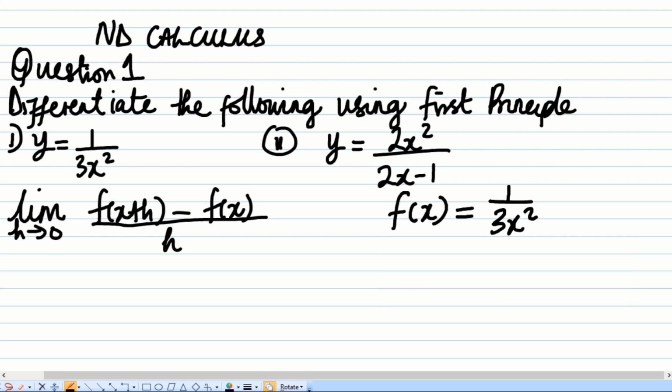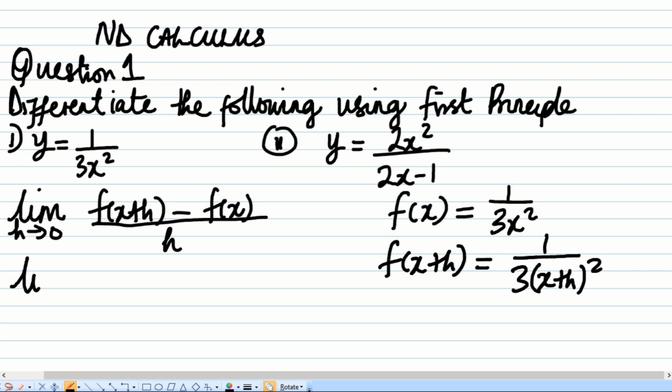Alright, now if you look at this, we need f of x plus h. In the same manner, since this is f of x, what will be f of x plus h? That is just going to be 1 over 3, the same thing, wherever we see x now, we're going to plug in x plus h, and then it is all squared. So we're not going to carry these values and put in the equation. So we write the limit.